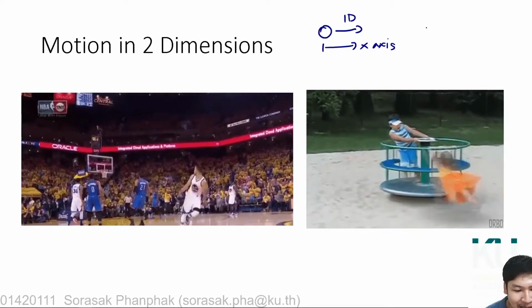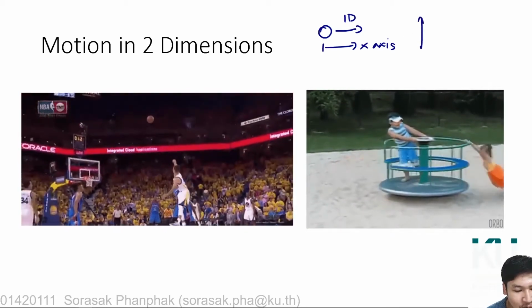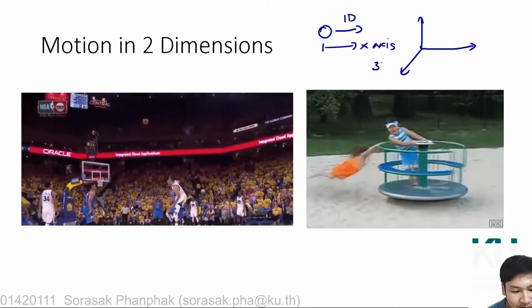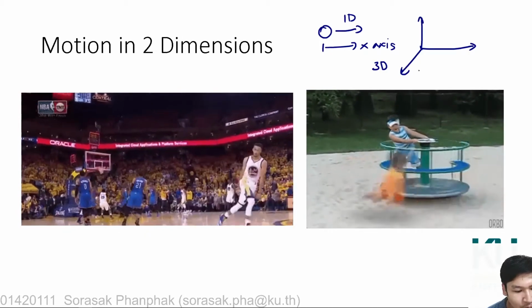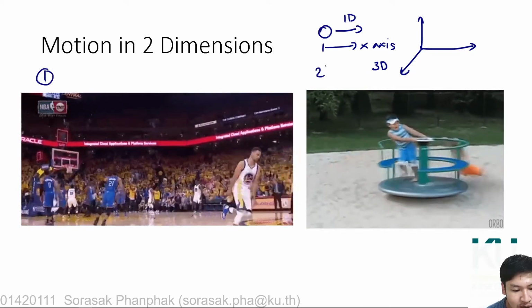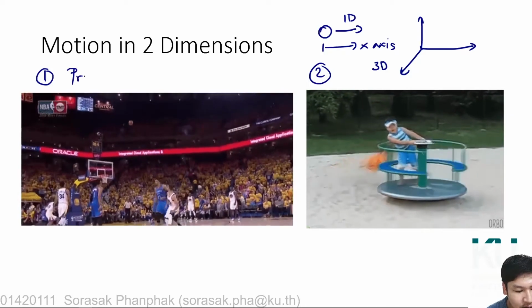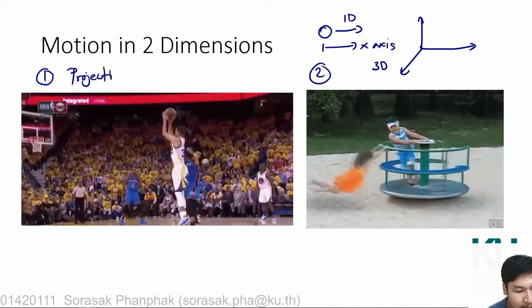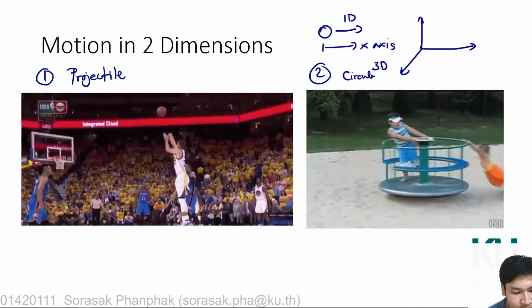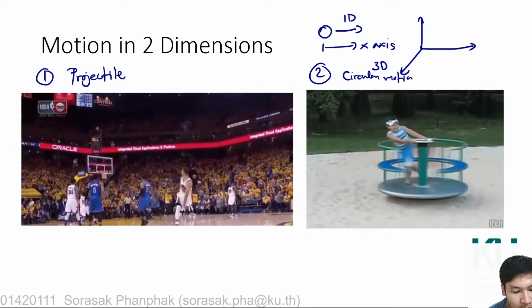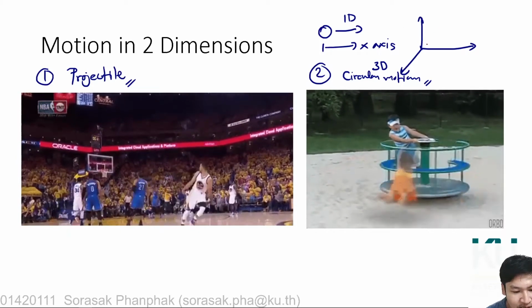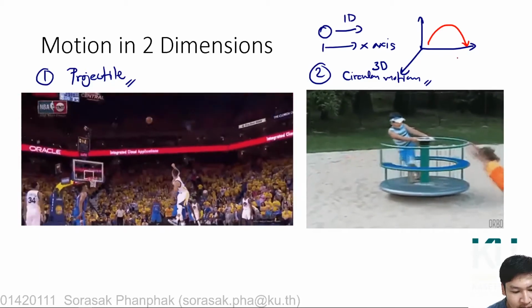Now we expand our knowledge to a real-world representation. It is supposed to be in 3 dimensions, but with these 2 unique types of motion, the first one is projectile, and the second one is circular motion. With these 2 of them, you can investigate what is happening in 2D.